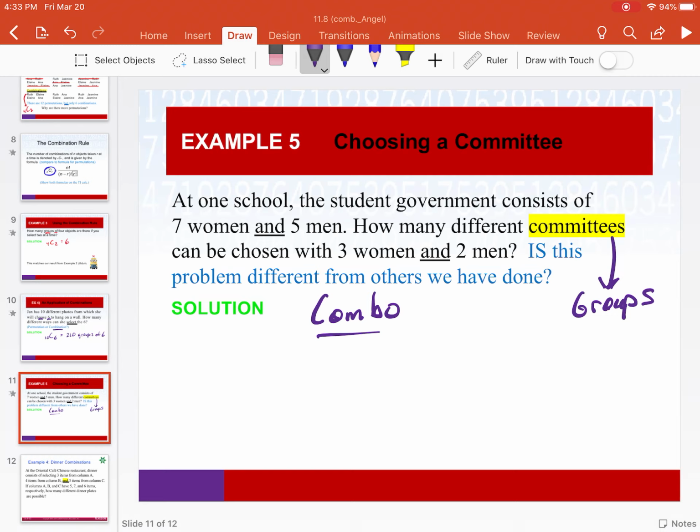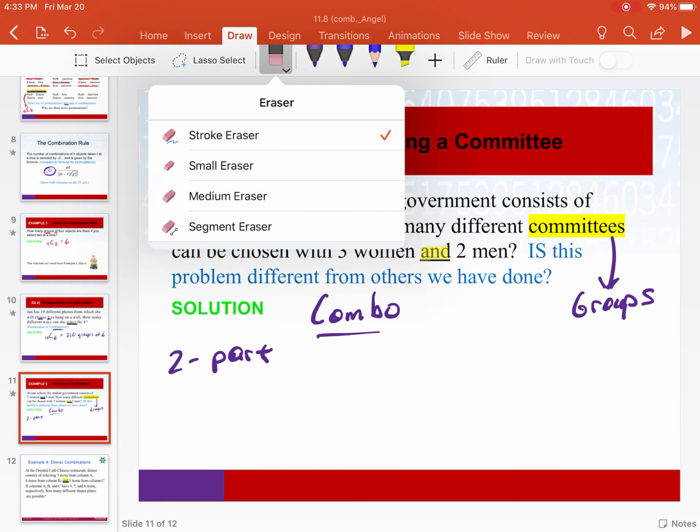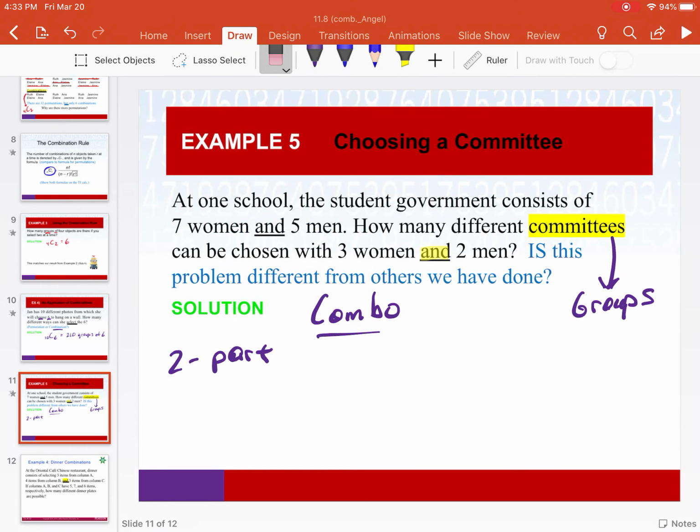Now, the word "and" is really important in this problem, okay? Every time we have seen "and" before, it's always meant multiplication. So we have to figure out how many different 2-part groups we can make.